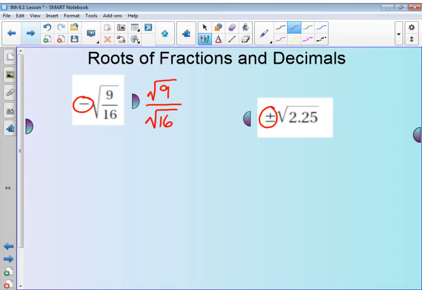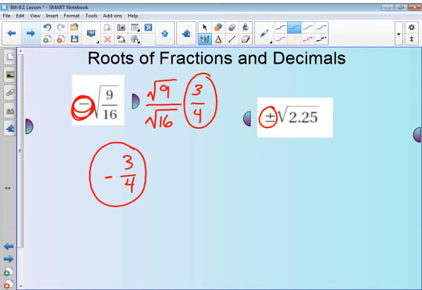So if I were to solve the square root of 9, well, that would be 3 times 3 is 9. And the square root of 16, well, 4 times 4 is 16. So I know that my answer is going to be 3/4. Now I'm just going to apply a negative sign on my answer because that's what they asked for here. So this would be my final answer. The negative square root of 9/16 is negative 3/4. Okay, we apply that on the outside.